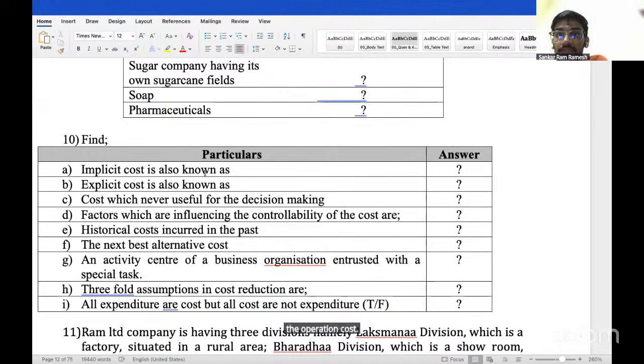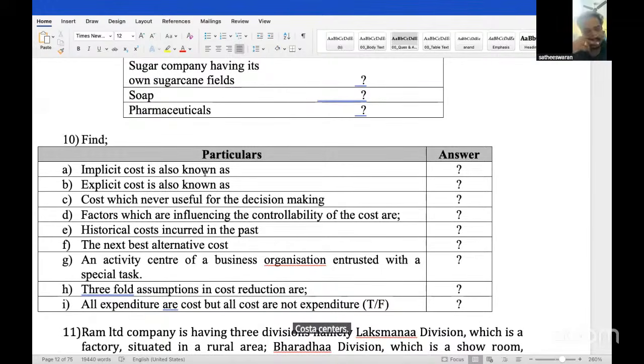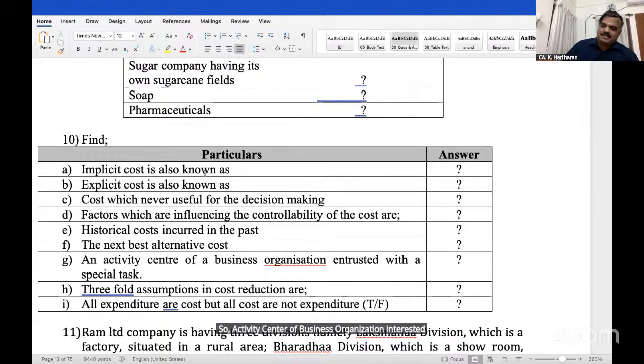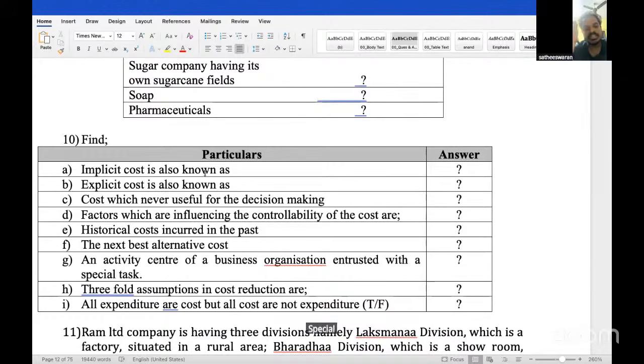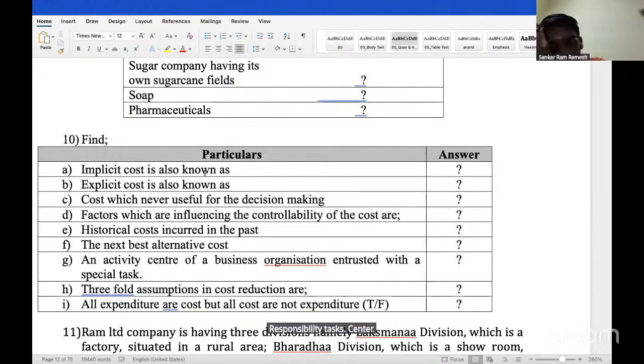Cost center, sir? No. Activity center of a business organization entrusted with a special task. Responsibility center.